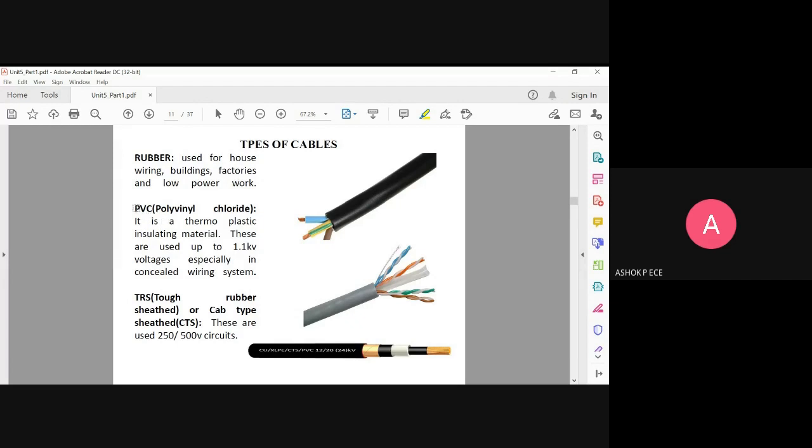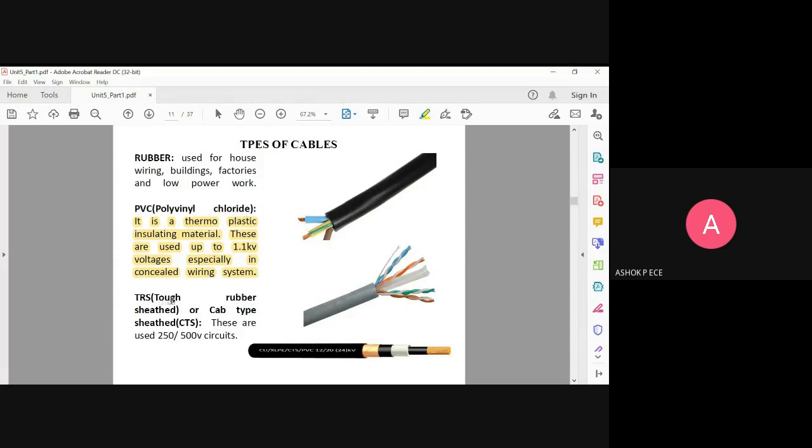Next one is PVC cable, polyvinyl chloride. PVC is polyvinyl chloride. So it is a thermoplastic insulating material. You have seen PVC pipes, in the same way. The pipe will be hard, but this will be somewhat flexible. And this PVC can withstand up to 1.1 kilovolt voltage. High voltages can be withstood by this PVC.